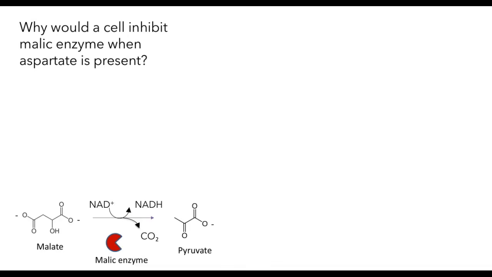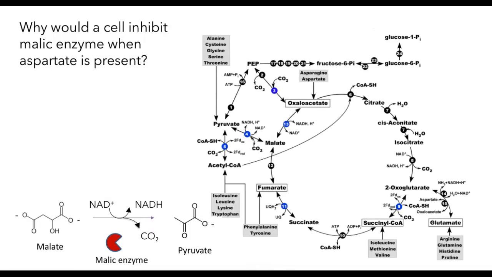Well, I always think it's nice when you have an example to understand why the cell might want to do this. So let me just close by saying, well, why would a cell activate malic enzyme if aspartic acid is around? Well, here's a reaction, but this is a different way of looking at the reaction here. So what I've just circled there, that's the same reaction, but now I'm showing it to you in the context of a bigger metabolic pathway.